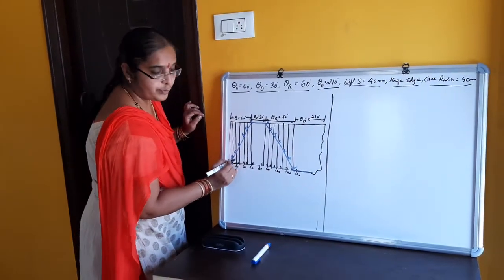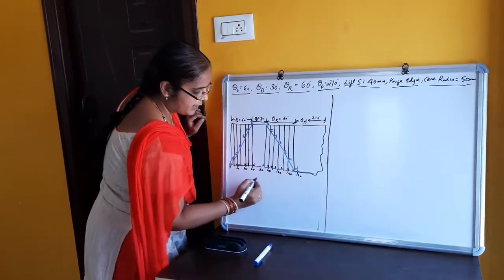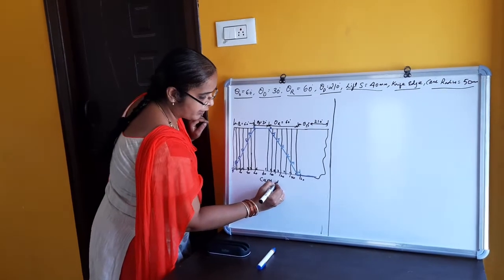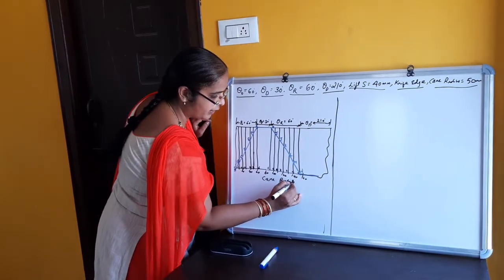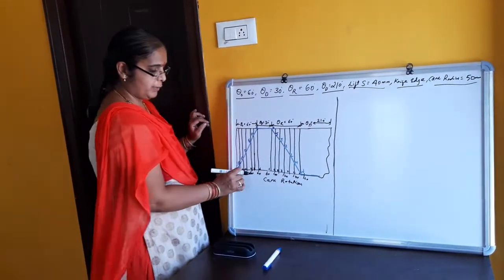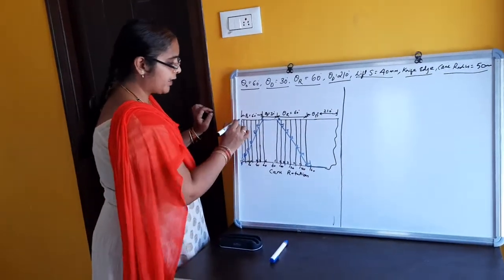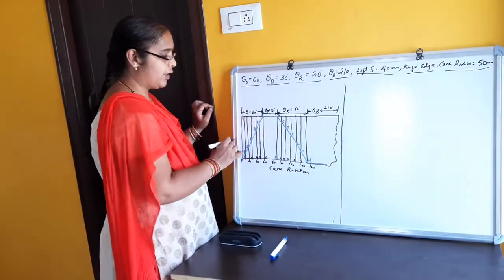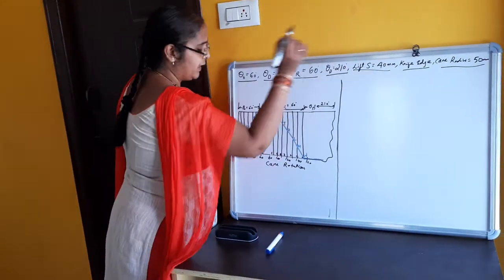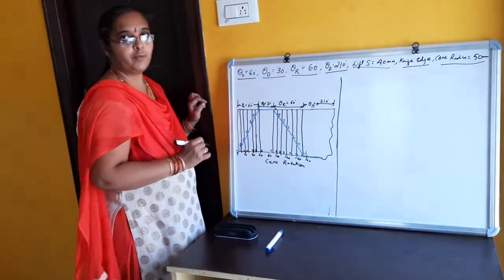So here, first of all, you are supposed to construct the displacement diagram, wherein you have to take some suitable scale. Along the x-axis, you are supposed to take the cam rotation in terms of degrees. For each 1 centimeter, you are supposed to take 20 degree of cam rotation. And along the y-axis, you are supposed to take the lift of the follower, which is equal to 40 mm. I have taken 40 mm on the y-axis.